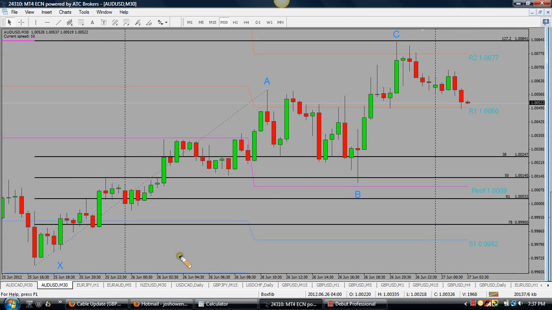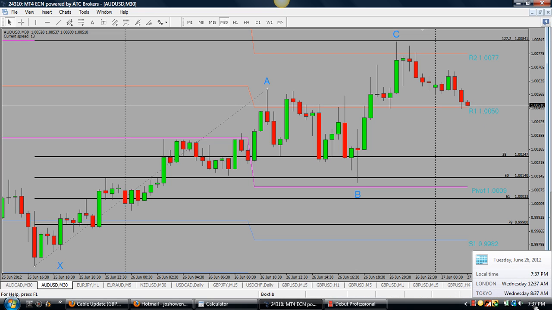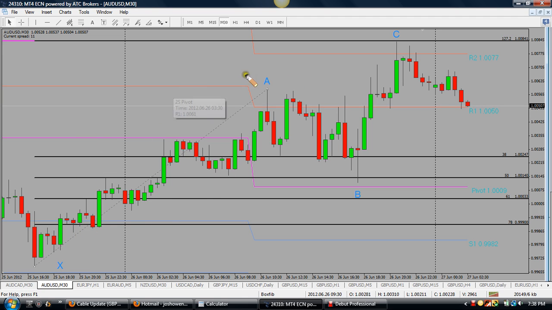Okay, Papa, here's a live setup. It's happening right now. It's about 7:37 on Tuesday night, and we're looking at the Aussie dollar. This is a 30-minute chart right here. Don't worry about these other levels that you see on my chart here. They're just daily pivot points.